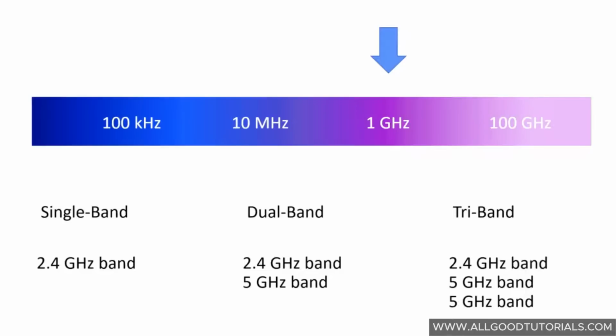If you're fortunate enough to have a tri-band Wi-Fi router, then that means it has three radios in it and is capable of one radio operating in the 2.4 gigahertz band, and the other two radios can simultaneously communicate in the 5 gigahertz band, giving you three radios in total.